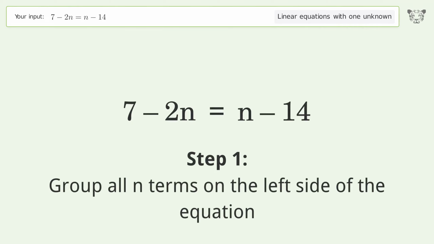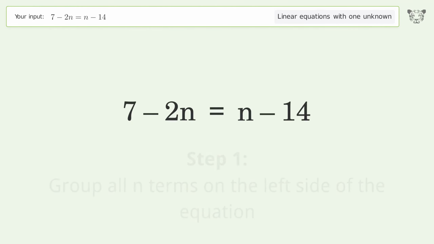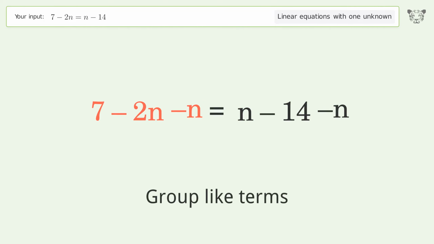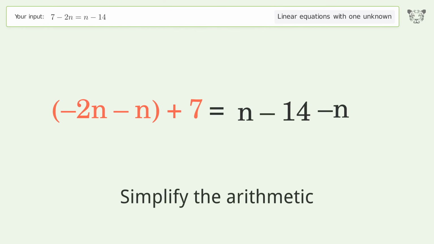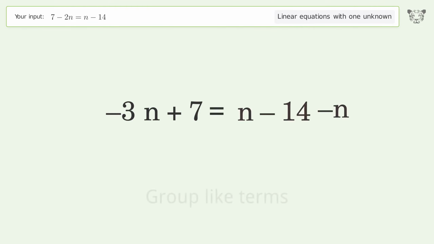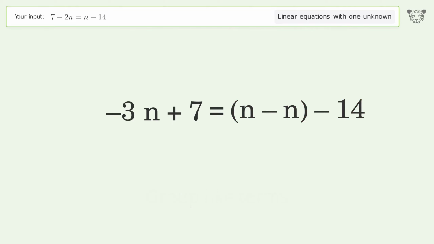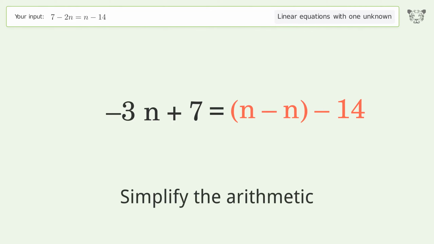Group all n terms on the left side of the equation. Subtract 10 from both sides. Group like terms. Simplify the arithmetic. Group like terms. Simplify the arithmetic.